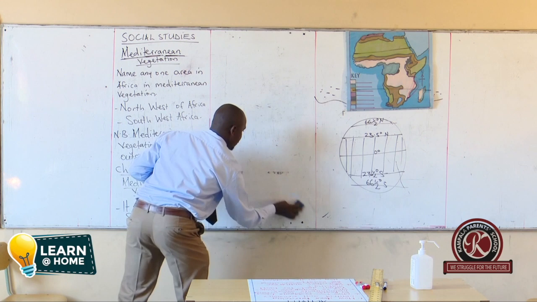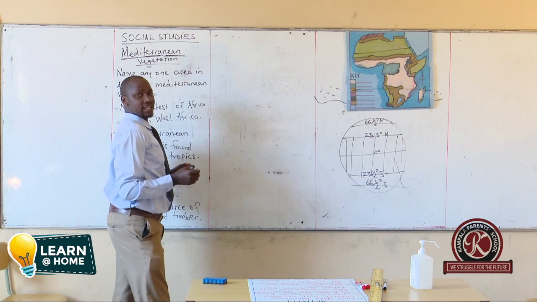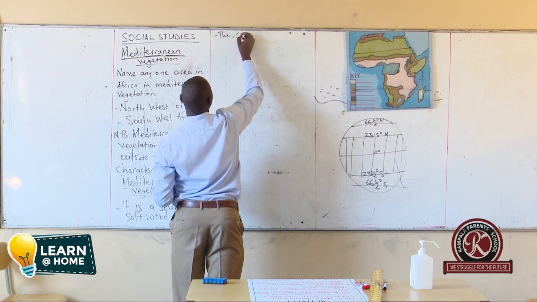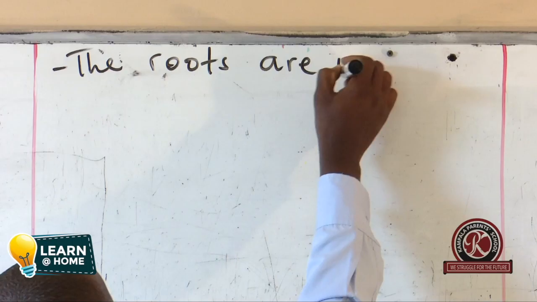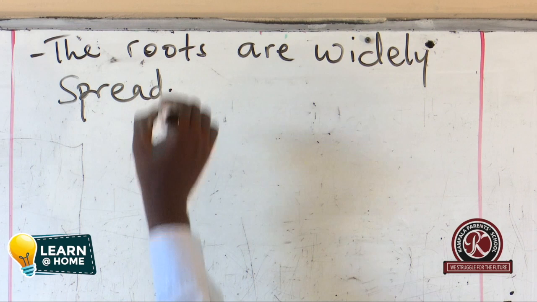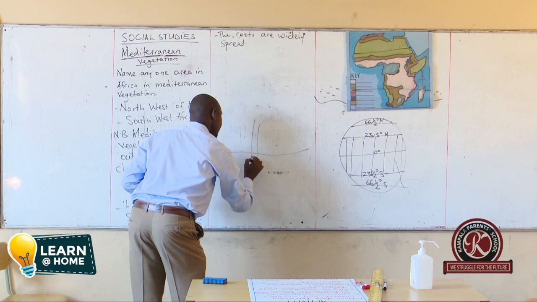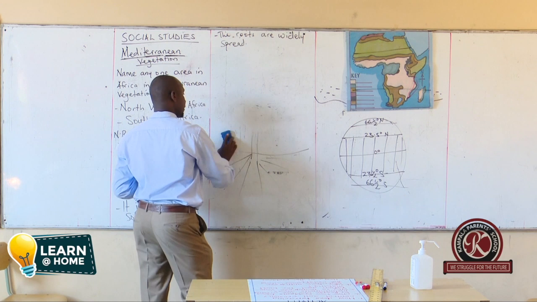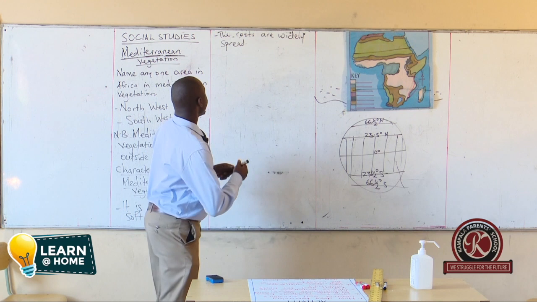Another one, yes, Chigonya, tell us the answer. Chigonya is saying the roots are widely spread. When we say the roots are widely spread, that is if this is underground and this is the plant, in order to get water from underground, that's why the roots are widely spread, in order to tap water underground. Uh-huh, we can go ahead.